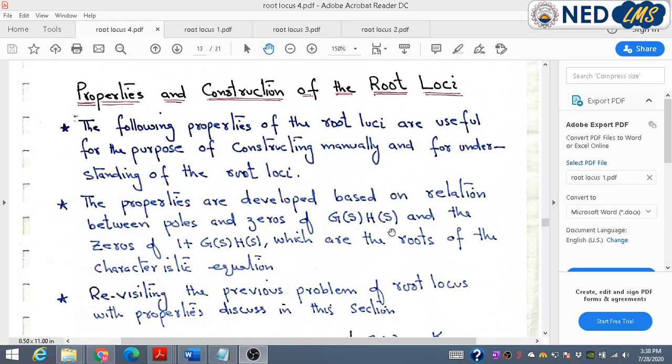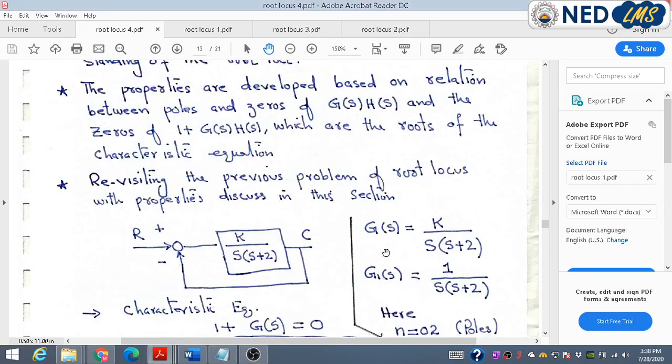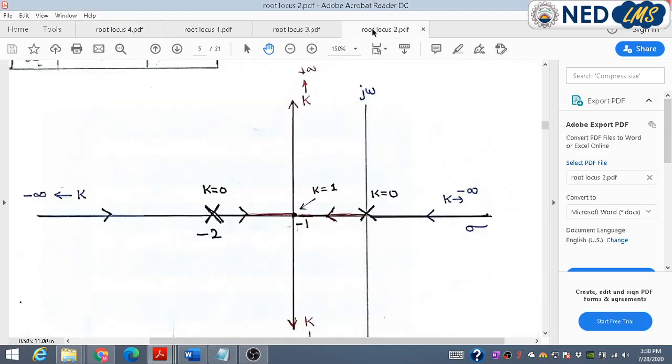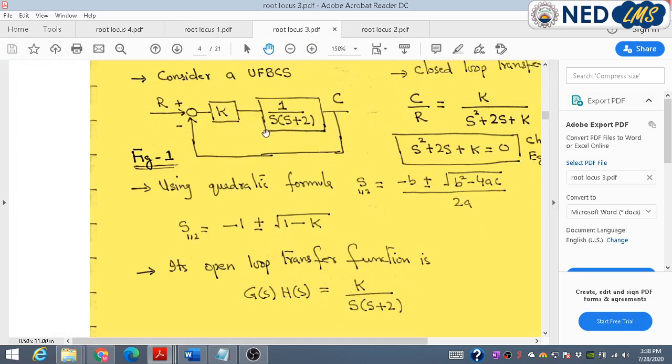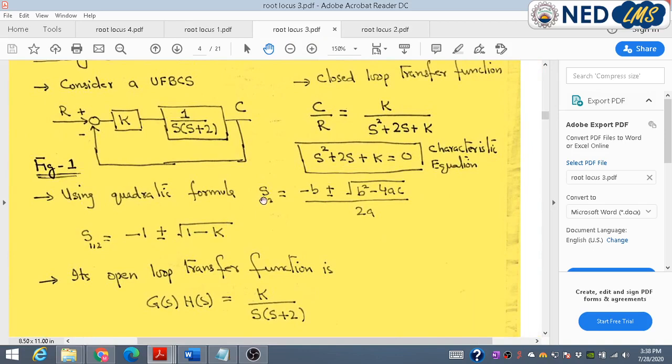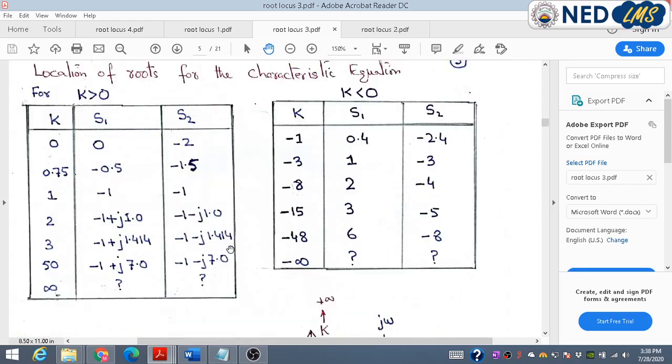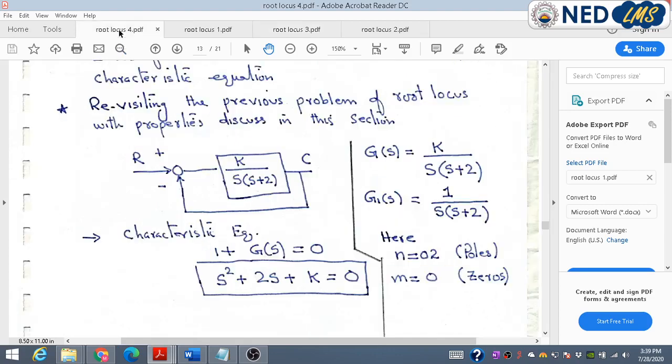Okay, now revisiting our previous problem which we have sketched earlier by making use of the quadratic formula. This is our previous problem, and we have already sketched the root locus of this system by using the quadratic formula. Here I have placed the different values of K either in the positive range, which is the range of RL, or in the entire negative range, which is the range of CRL, and we have developed the table for all the possible roots in case of RL and CRL. We have already done this. Now we are going to solve the same problem by using properties.